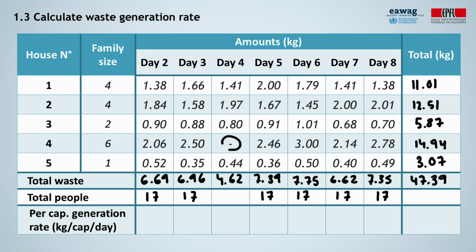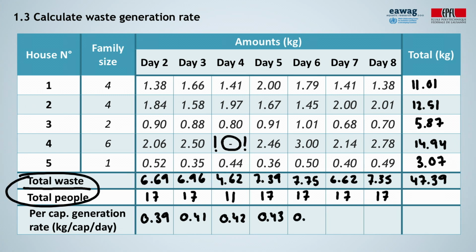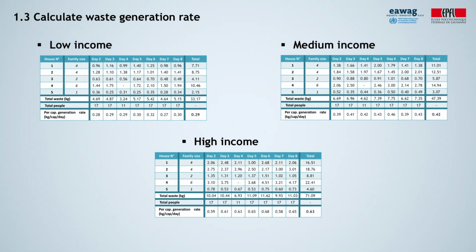However, on day 4, waste was not collected from one household. Therefore, we should recalculate the number of people participating in the audit on day 4. In this case, 11. Then, calculate the waste generation per capita for each day by dividing the generated amounts by the number of people. Finally, calculate the average waste generation per capita. We see that for the case of Iria, it amounts to 0.42 kilograms per capita per day. If you had different categories, say income levels, you should fill such a sheet for each income level.